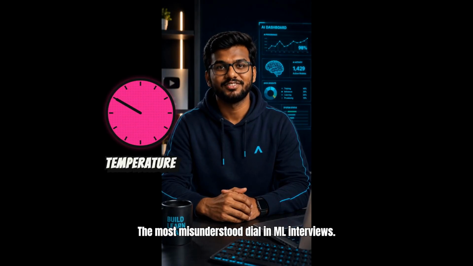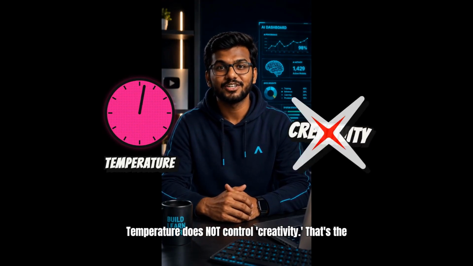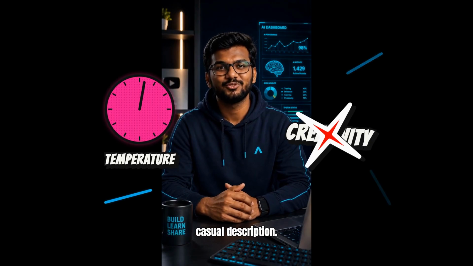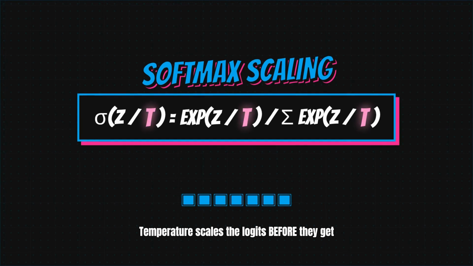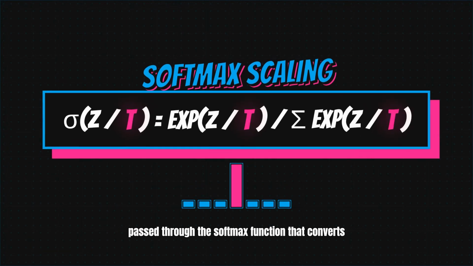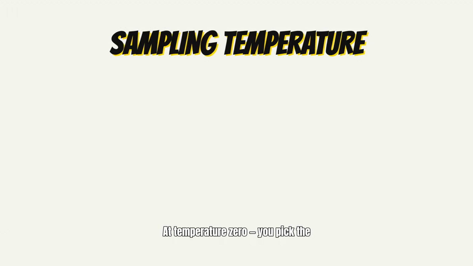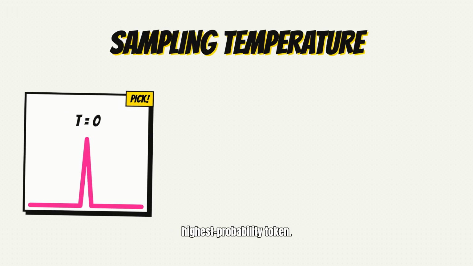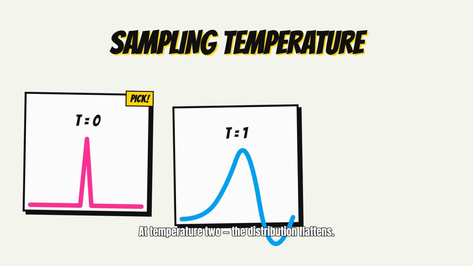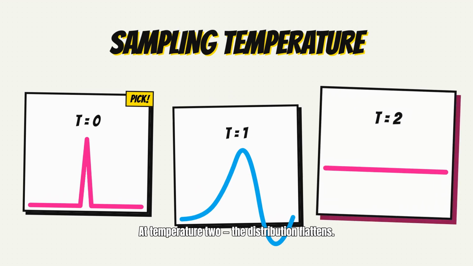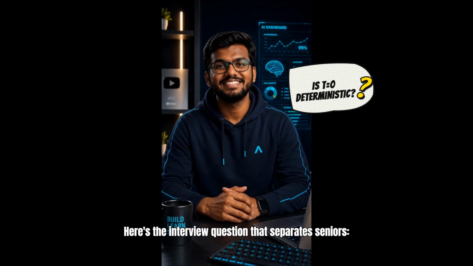Now temperature, the most misunderstood dial in ML interviews. Temperature does not control creativity. That's the casual description. Here's the mechanical one. Temperature scales the logits before they get passed through the softmax function that converts them to probabilities. At temperature 0, you pick the highest probability token. At temperature 1, you sample directly. At temperature 2, the distribution flattens. Output gets chaotic.